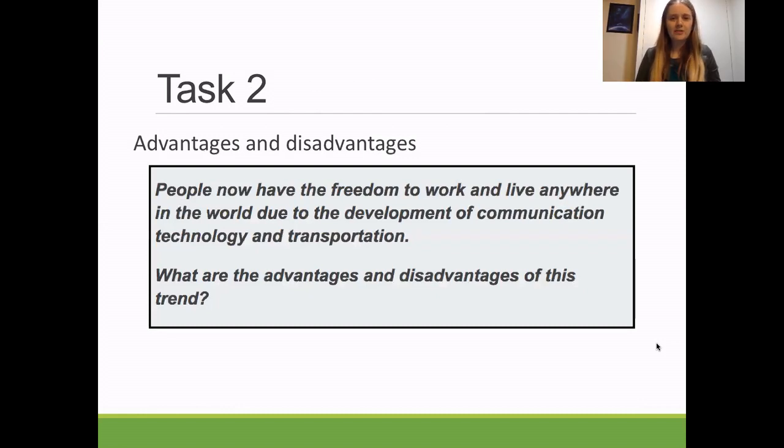So there are quite a few questions that will ask you the advantages and disadvantages. So here's one example. People now have the freedom to work and live anywhere in the world due to the development of communication technology and transportation. What are the advantages and disadvantages of this trend? So you have to give your opinion, but not just an opinion in general, but the advantages and disadvantages. You have to show both. Even if you think there are far more advantages, you can't ignore the disadvantages part of the question. You have to include both.